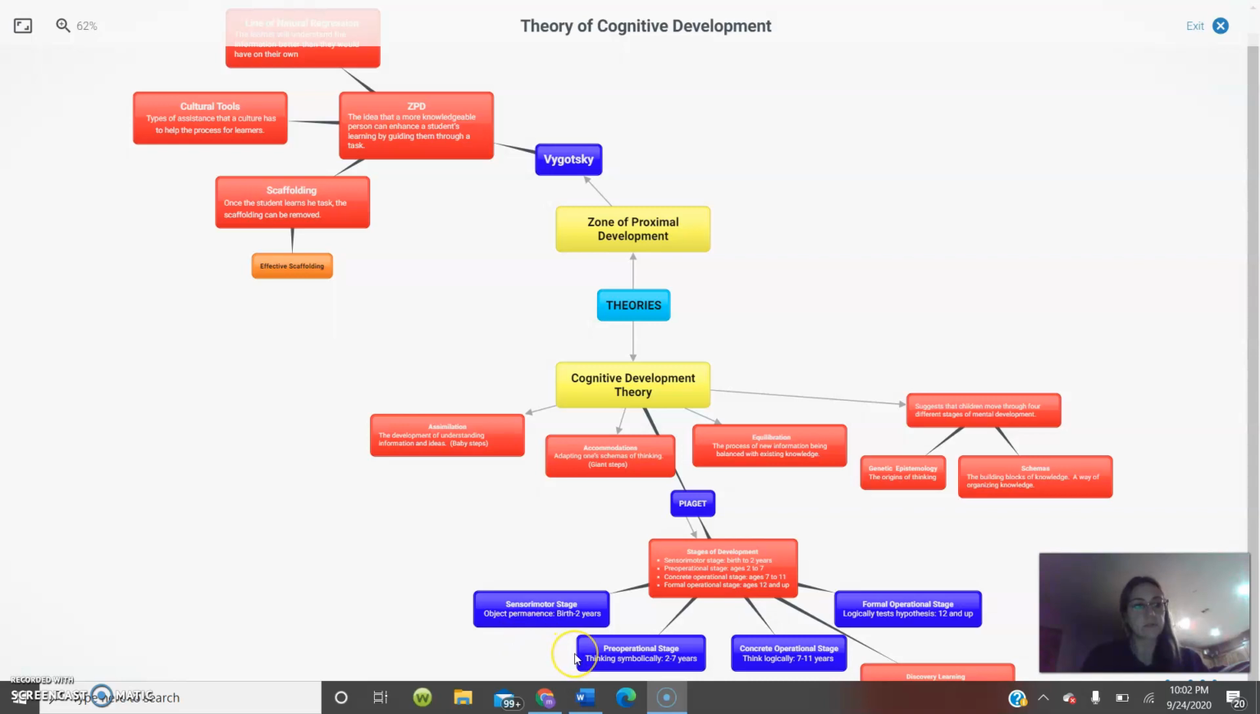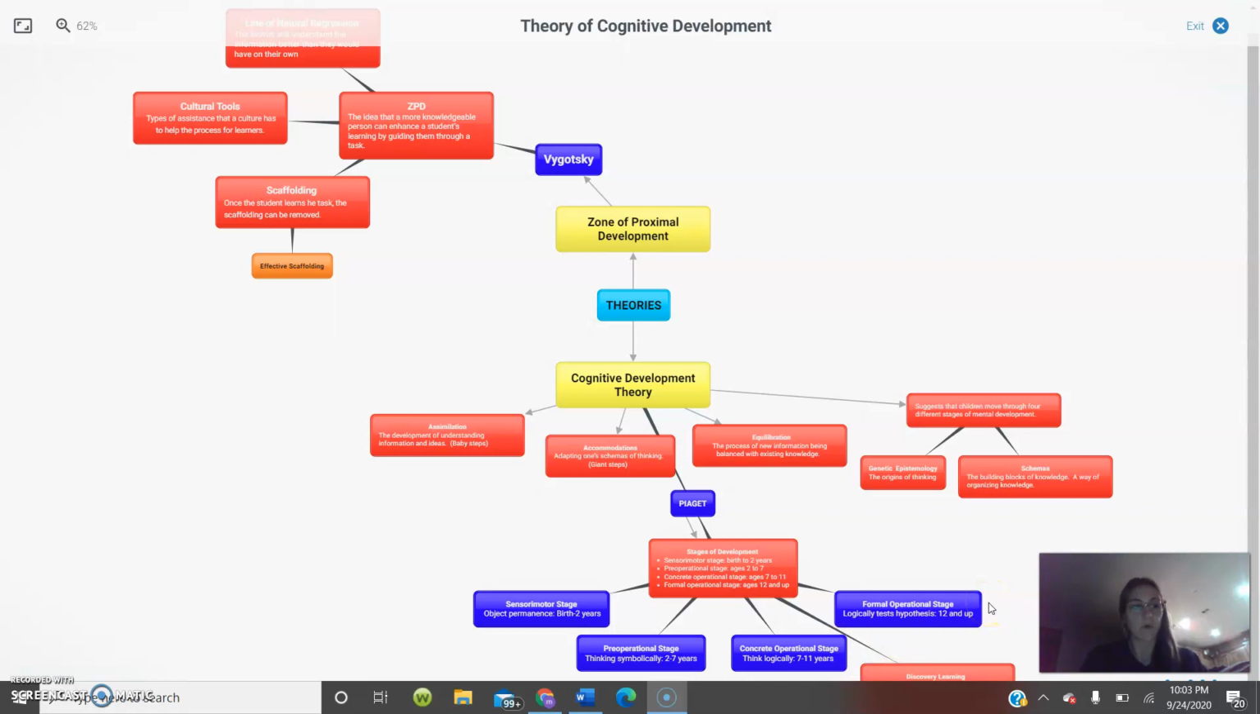The pre-operational stage is 2 to 7 years, and this is the ability to make one thing, like a word or an object, stand for something other than itself. So thinking symbolically, basically. Concrete operational stage is ages 7 to 11 years. And with this one, Piaget considers this a major turning point in the child's cognitive development because it marks the beginning of logical thought.